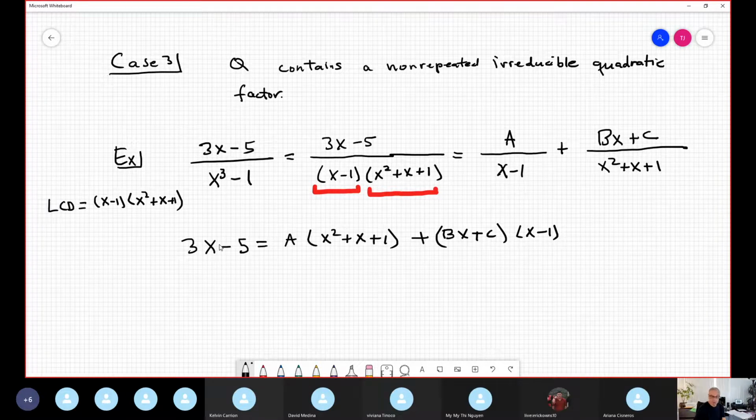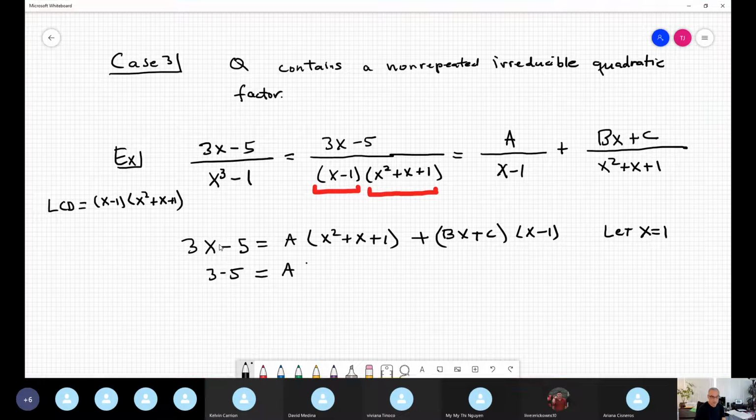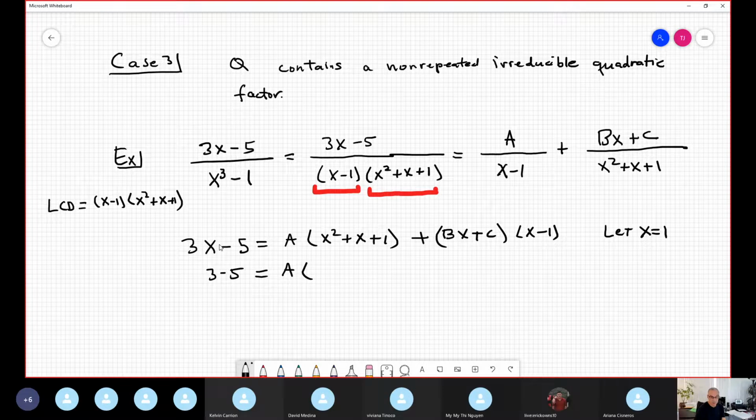So in this case, we have only one smart value, which is x equal 1. When you make x equal 1, that part is gone, because 1 minus 1 is 0. So we have here 3 times 1 is 3, minus 5 is equal to -2. I'm plugging in 1 squared plus 1 plus 1, which is obviously 3, right? 1 squared is 1, plus 1, plus 1 is 3. So -2 equals 3A, divided by 3. It's obvious that A is negative 2/3. Replace, so something like that. Erase A. A is negative 2/3.